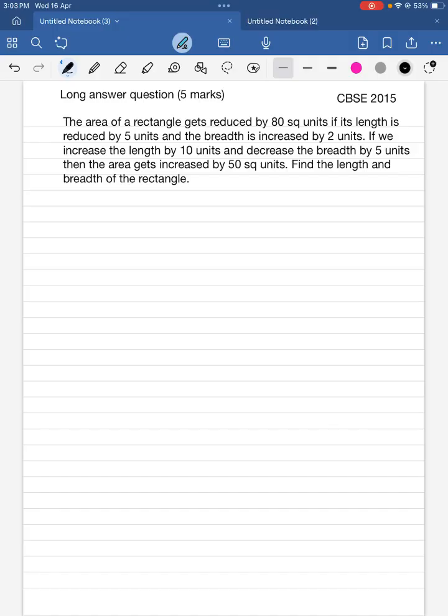Hi, this is a long answer question, a 5-mark question, which was asked in the CBSE 2015 examination. Okay, and the question is like this.